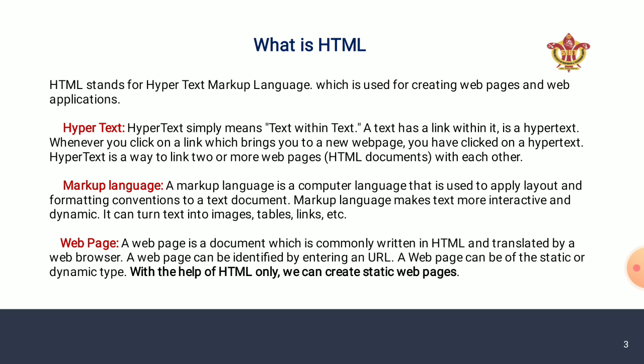A markup language is a computer language that is used to apply layouts and formatting conventions to a text document. A markup language makes text more interactive and attractive, and dynamic. It can turn text into images, tables, links, etc. A web page is a document which is commonly written in HTML. It is a simple collection of content that is created with the HTML markup language.